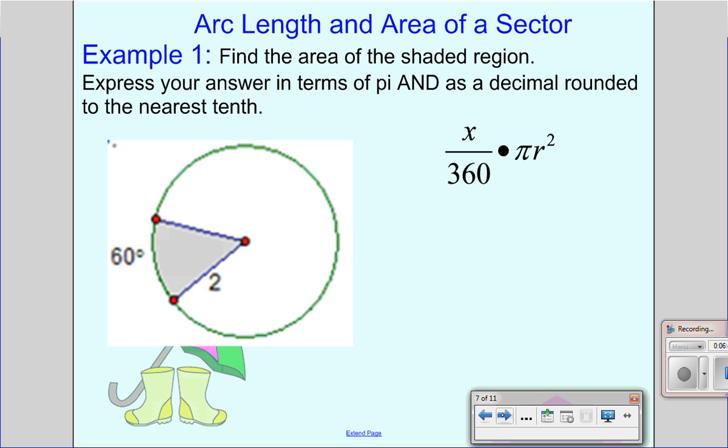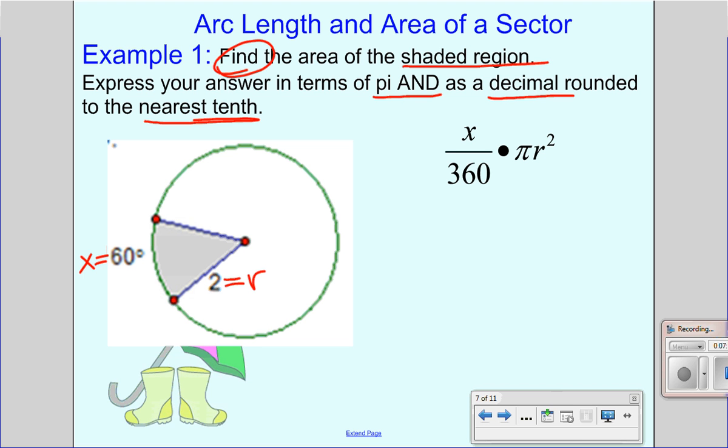Let's look at our first example. It's asking us to find the area of a shaded region. We're going to express our answers in pi and in decimal form. We're going to round to the nearest tenth. Remember, the nearest tenth is that place right after the decimal, the first one. So my arc measure here is 60, and my radius is 2.